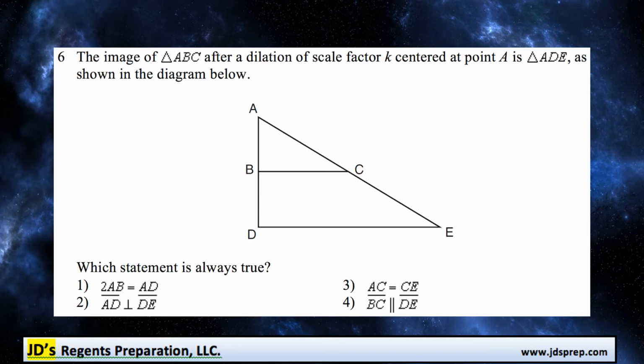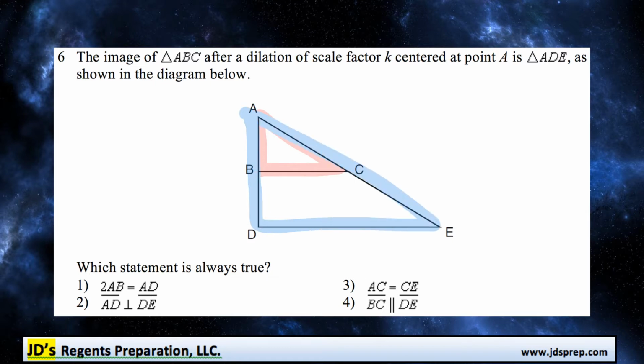This is question number 6 from the August 2015 Geometry Regents exam. It says the image of triangle ABC, after a dilation of scale factor k centered at point A, is the triangle ADE as shown in the diagram. Visually we can see that triangle ABC started this big, and now it's been stretched larger to this size.